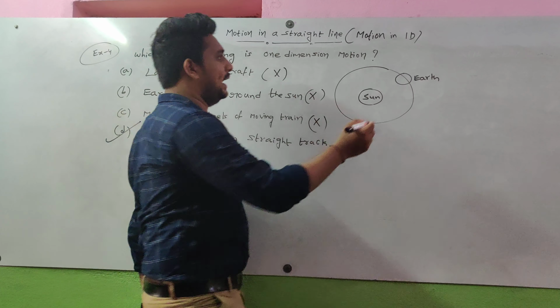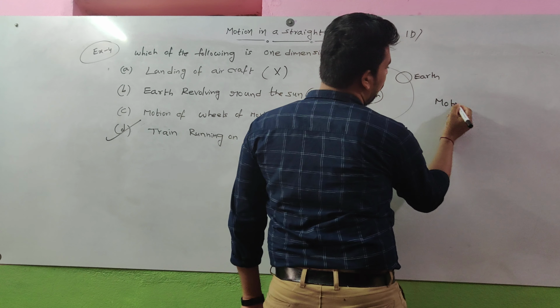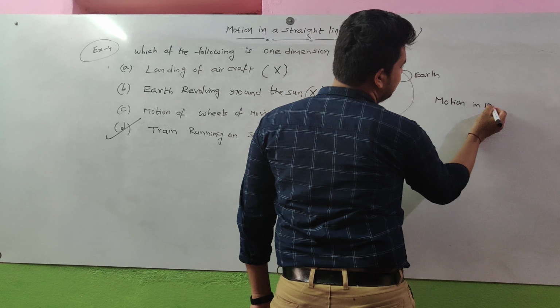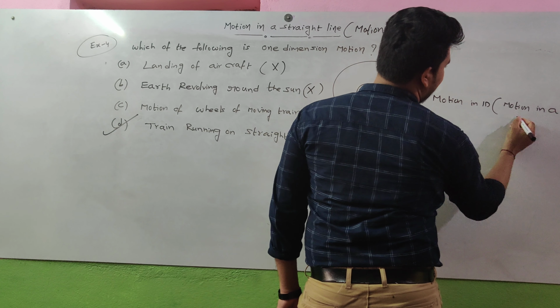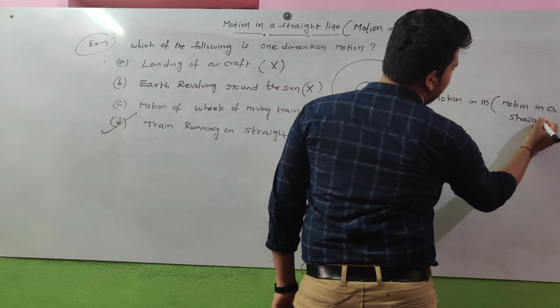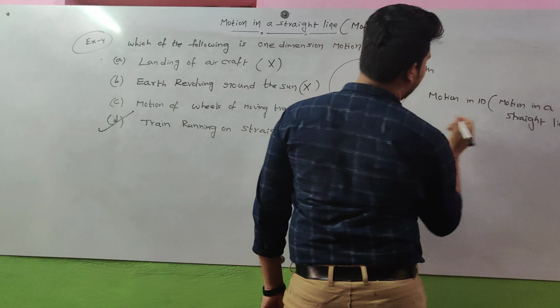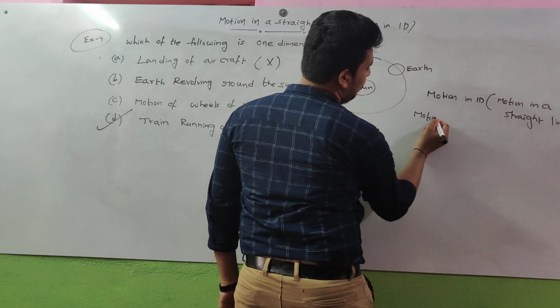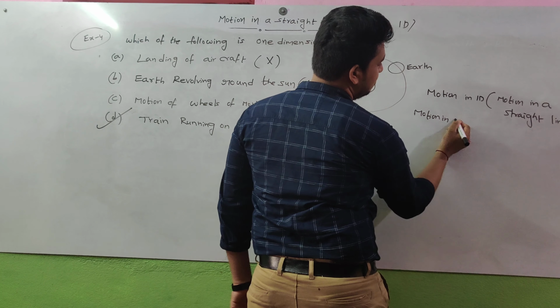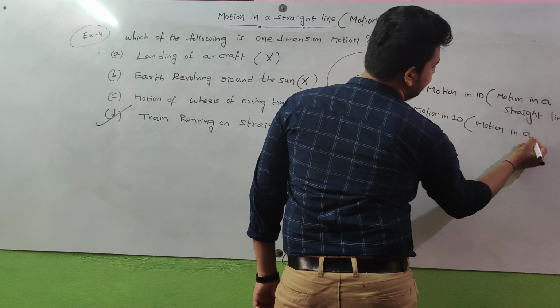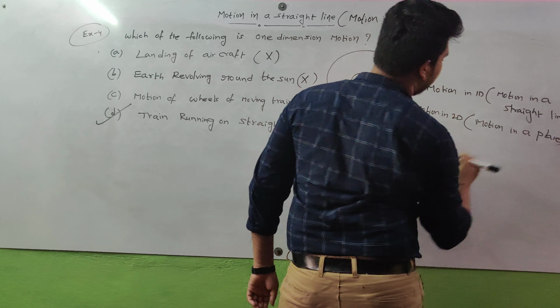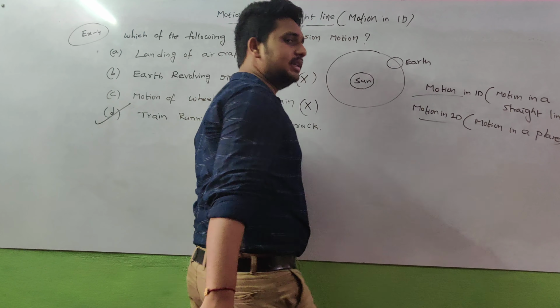So motion in one dimension is nothing but motion in a straight line. Motion in two dimensions means motion in a plane. So these are the two things.